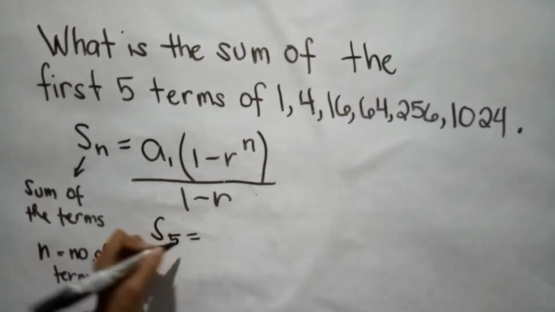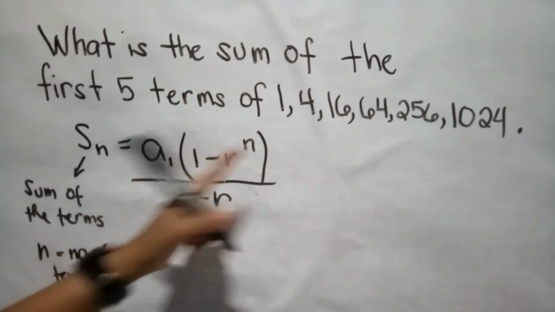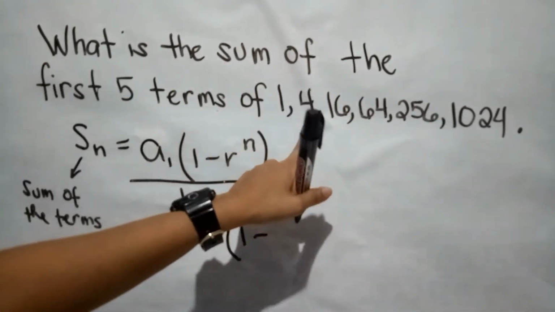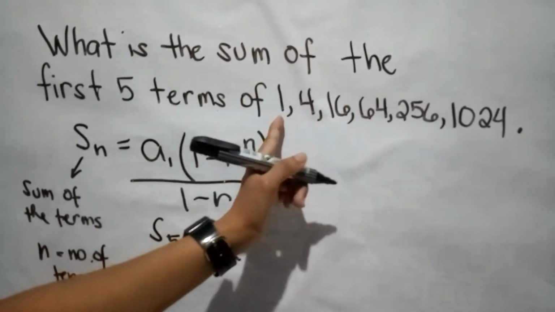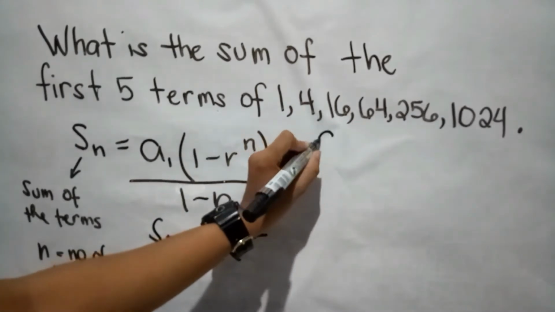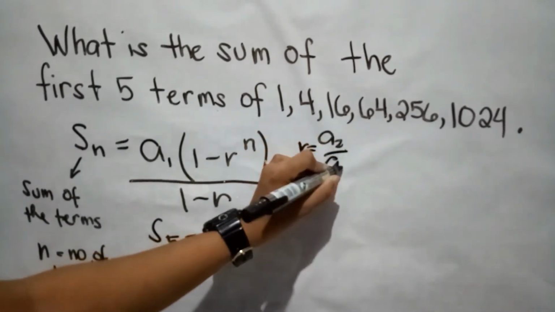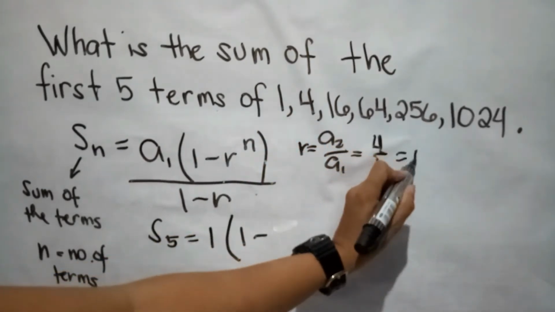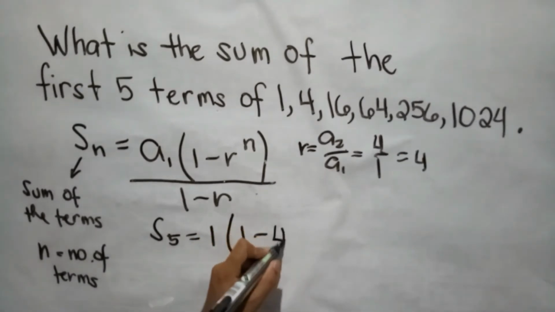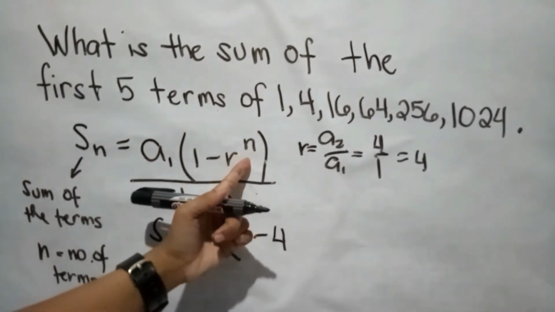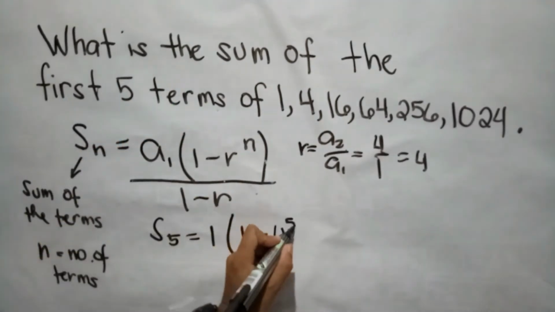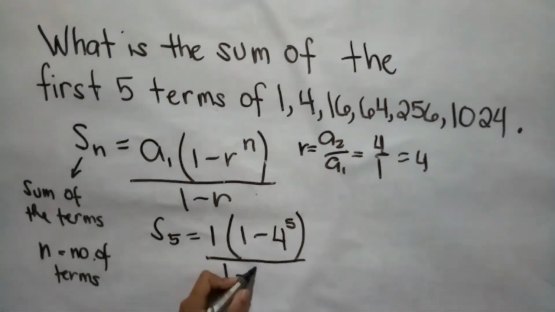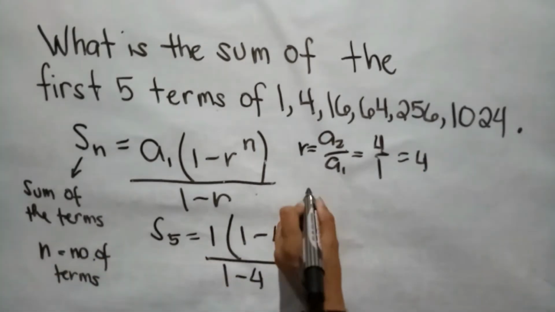The sum of the first 5 terms is equal to a sub 1, and that is 1 times 1 minus r. So in getting the r, just divide. R is equal to a sub 2 divided by a sub 1, and that is 4 divided by 1. So we have 4. R is equal to 4 raised to n. How many terms? So we have 5 terms. 5. Then 1 minus r, 1 minus 4. Okay, let's solve.